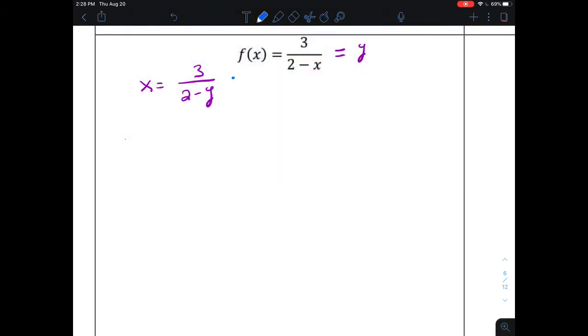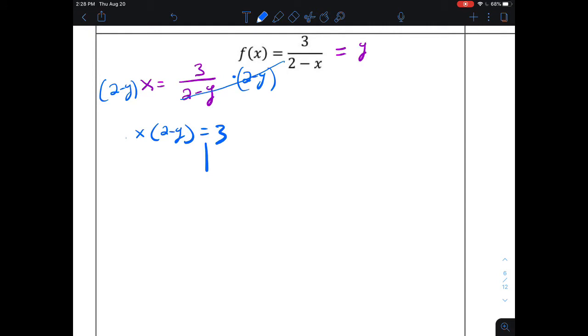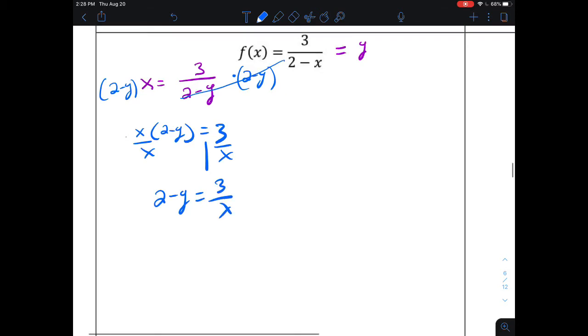So I'm going to multiply by the denominator 2 minus y to both sides. That's going to take it out here. And we'd have x times 2 minus y is equal to 3. Now, to get it to be y equals, I wouldn't necessarily want to distribute that x here. What I would want to do is get the x to the other side away from the y. So I'm going to divide both sides by x. That gives me 2 minus y is equal to 3 over x. And then I could just rearrange this and I have my inverse function, y equals 2 minus 3 over x.